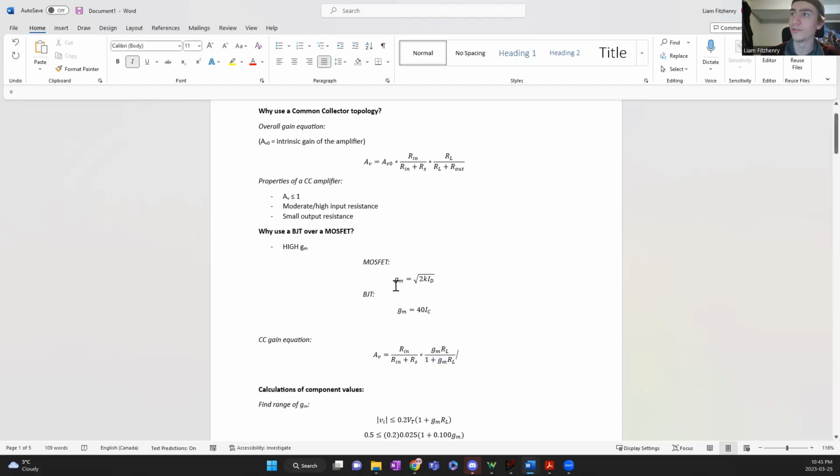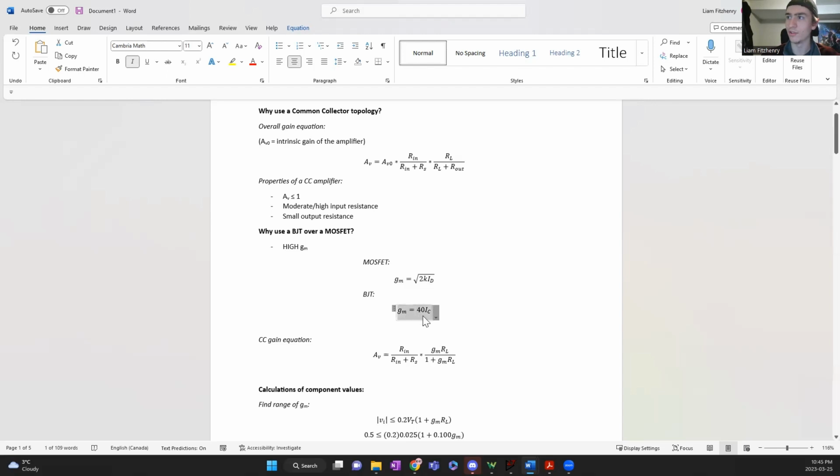If we look at our two equations for GM for our MOSFET and our BJT, you can see the MOSFET one involves square rooting the drain current with this K value, which is always pretty small, whereas the BJT one multiplies by 40. So in general, the transconductance parameter, this GM, is going to be much larger for a BJT because instead of square rooting the drain current, you're going to be multiplying it by 40. Collector current and drain current here, I assumed were synonymous.